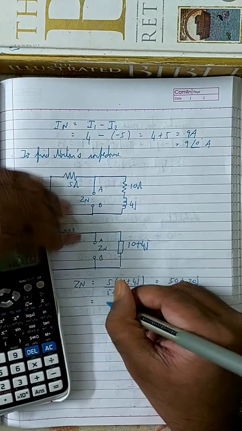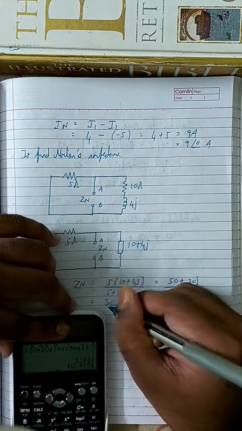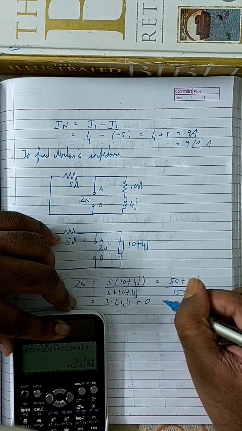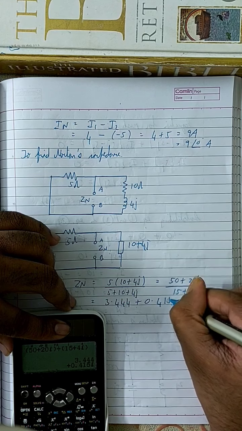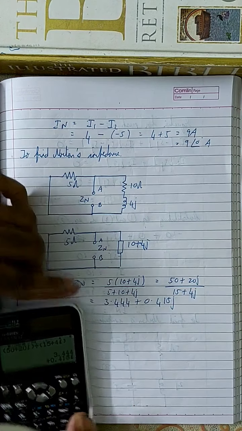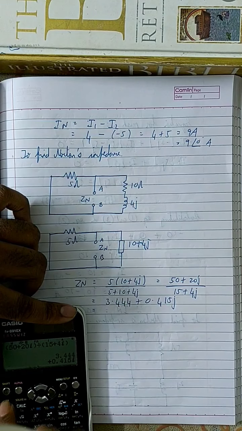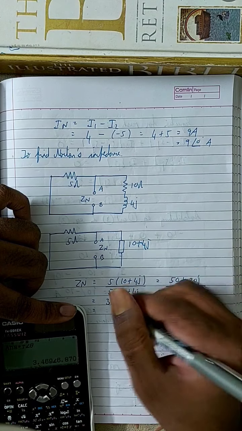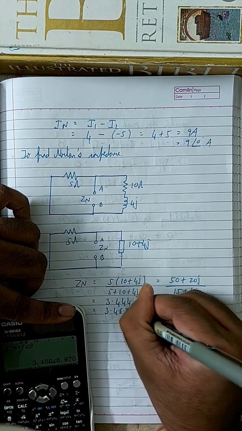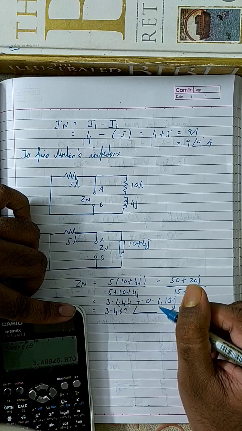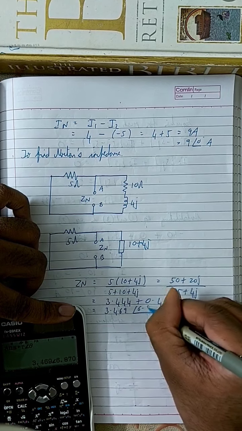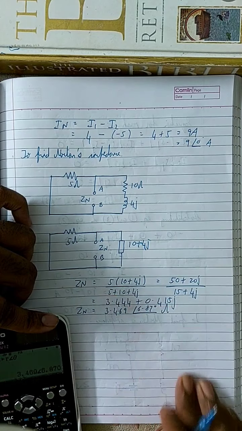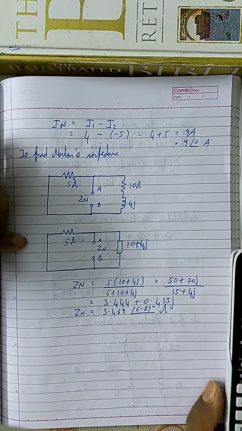3.444 plus 0.415j. Okay, this is the value of Zn. If you are writing in polar form, it will be 3.469 angle 6.87 degrees ohms. This is the value of Zn. Okay, so this is the value of Zn.